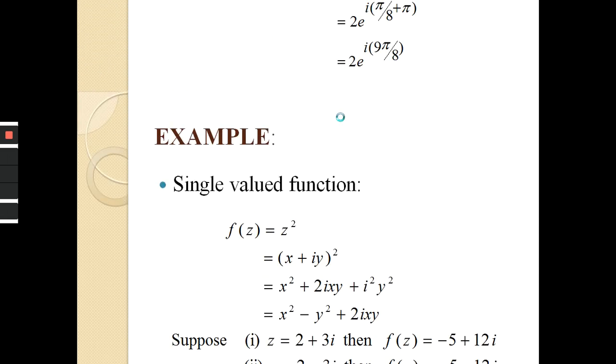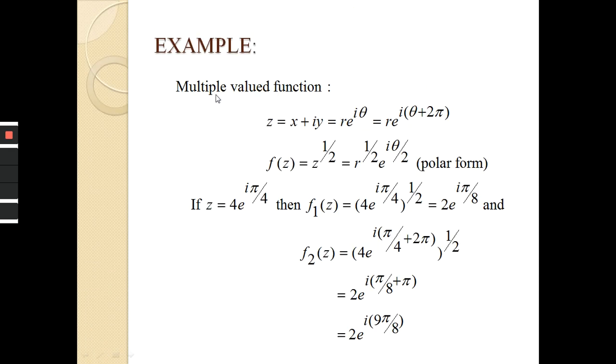If a function is not single valued, then it is called a multiple valued function. z equal to x plus iy. Its polar form is r into e power i theta. Here r denotes the absolute value of z and theta denotes the argument value of z. e power i theta equal to cos theta plus i sin theta. So we write r into e power i theta equal to r into e power i into theta plus 2 pi.